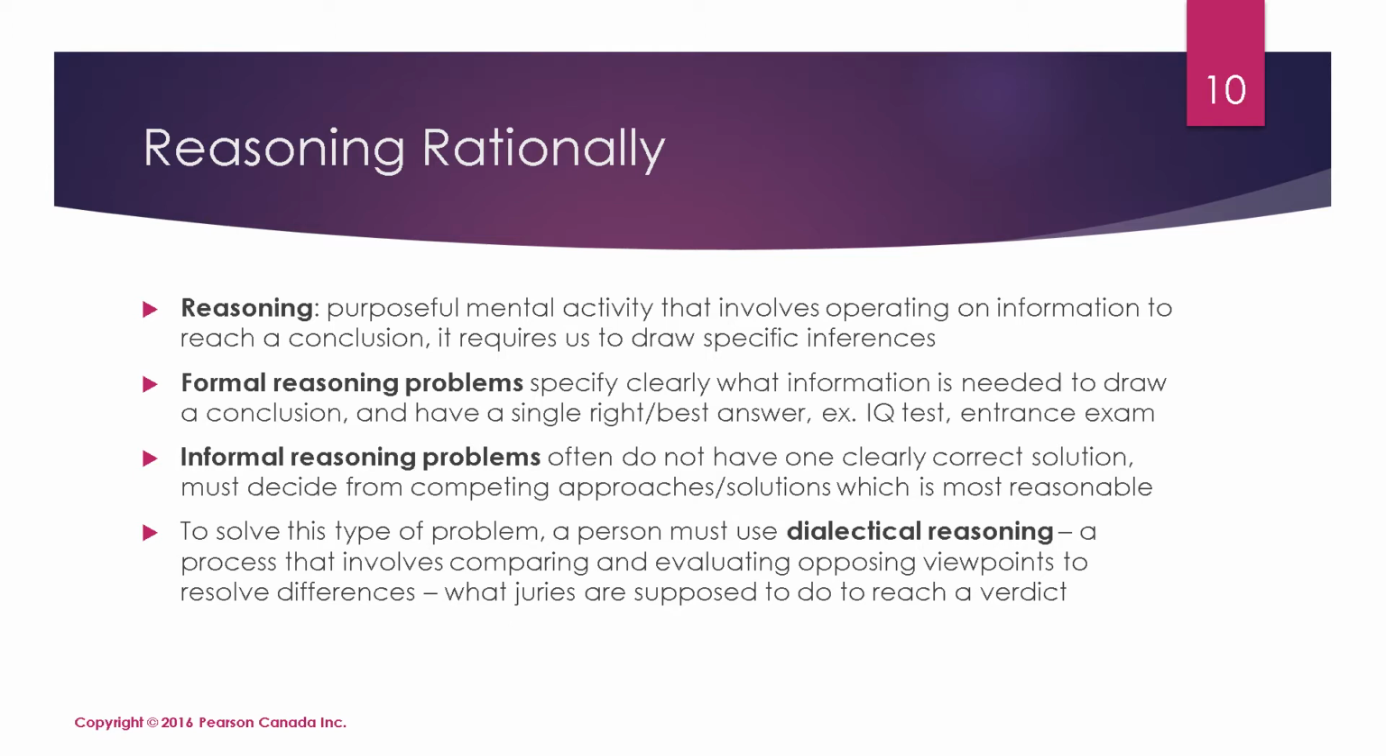So in order to solve this type of problem, an informal reasoning type problem, a person must use what's known as dialectical reasoning, which is a process that involves comparing and evaluating opposing viewpoints to resolve differences. Essentially it's what juries are supposed to do when they're trying to reach a verdict. If they're sitting and debating and looking at evidence to support both sides, whether, say, the individual is guilty or not guilty, they would be engaging in what we call dialectical reasoning. So basically comparing those two viewpoints and trying to find which one is the best fit.